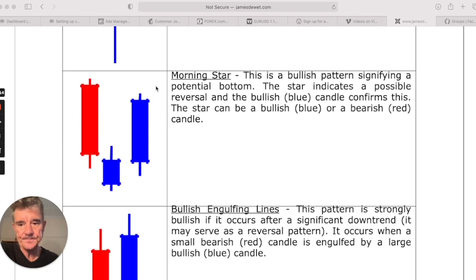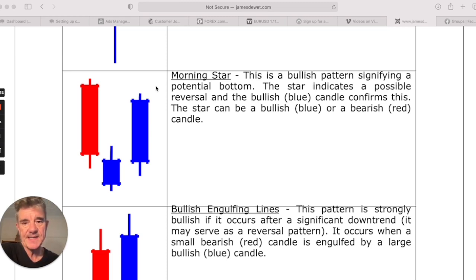A morning star. You don't see too many of these, but sometimes you do. They occur particularly during quieter markets, but they're just as useful, but not as frequent. The morning star, it's a bullish pattern signifying a potential bottom. So with all of these that we're doing at the moment, these are all bullish reversals. So we're looking for a change in direction from a movement down to reverse and for the price to start rising in the hours to come.